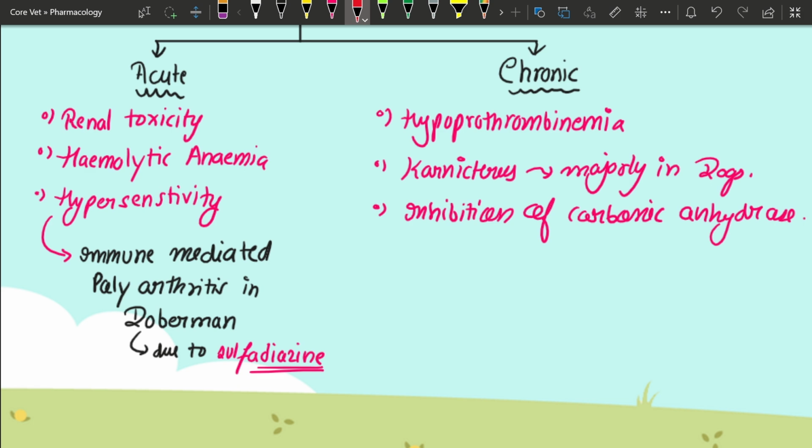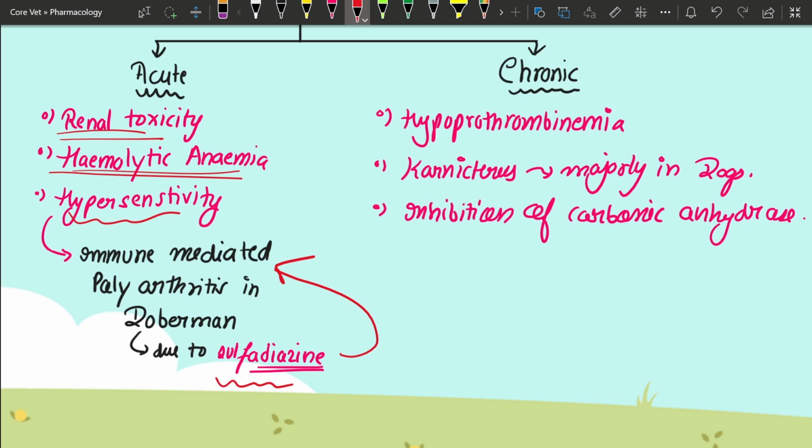So in the acute adverse effect, you can observe renal toxicity, hemolytic anemia, and certain hypersensitivity. Now there is a drug I told you about, sulfadiazine. In the Doberman breed of dogs, sulfadiazine sometimes leads to immune mediated polyarthritis.